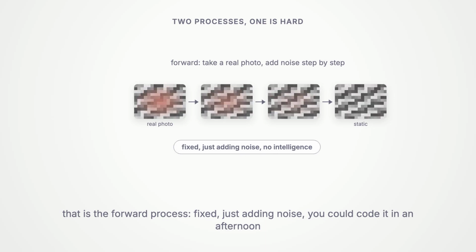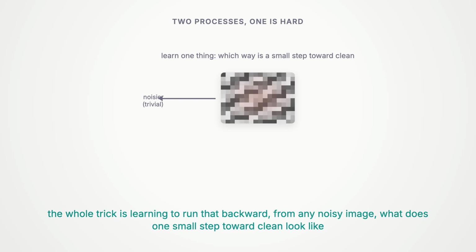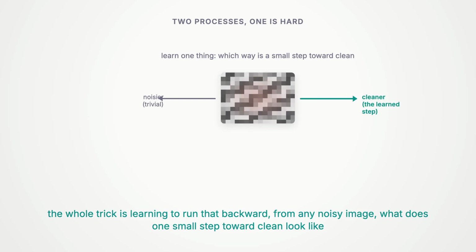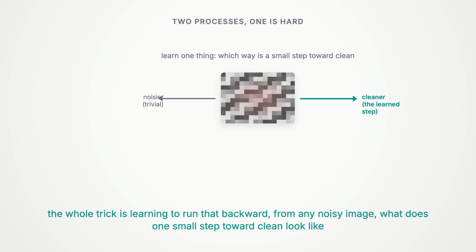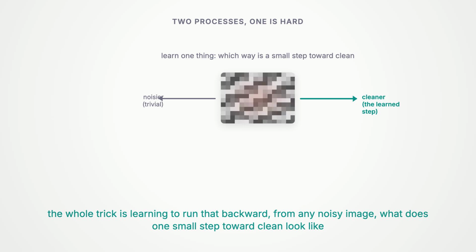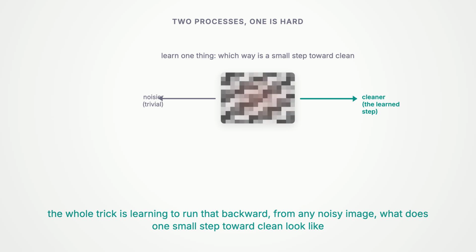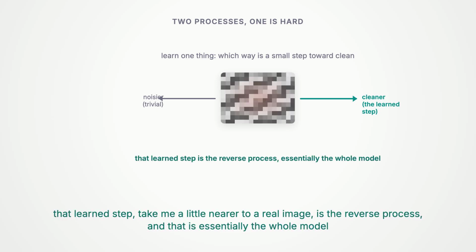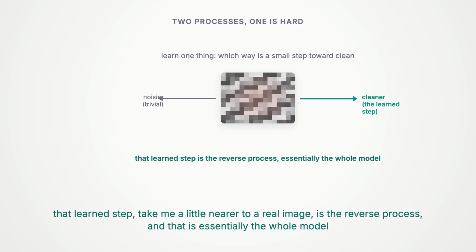The whole trick is learning to run that backward. So you show a model millions of pairs, the same image slightly noisier and slightly cleaner, again and again, and it learns one thing. For any noisy image, what does a single small step toward clean look like? That learned step, take me a little nearer to a real image, is the reverse process. And that essentially is the entire model.